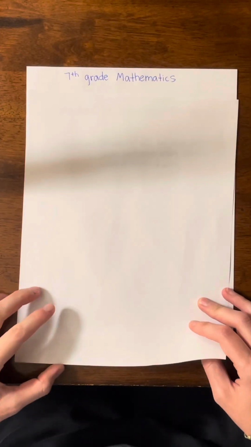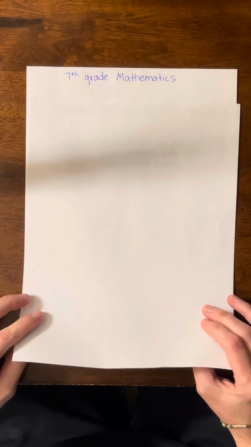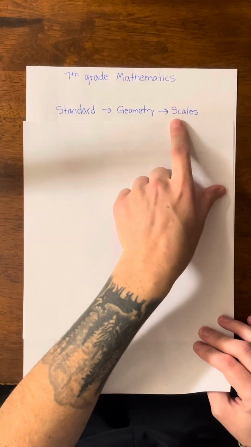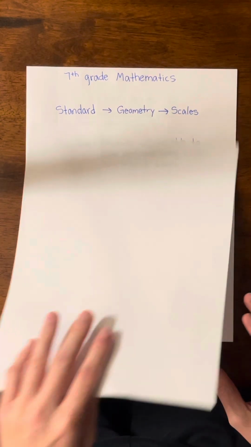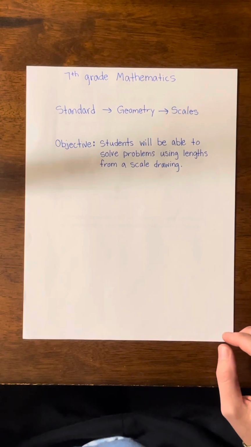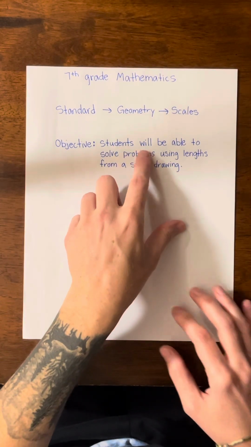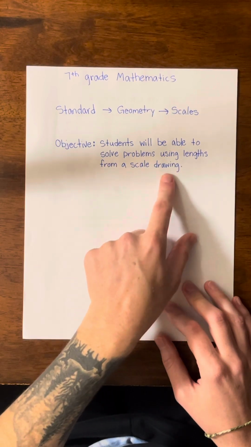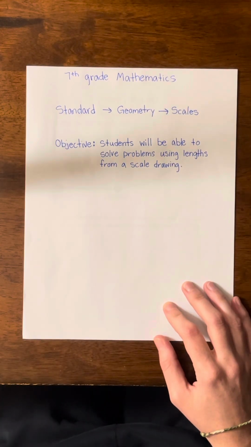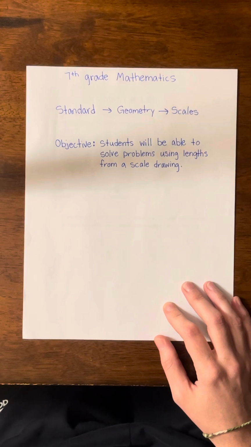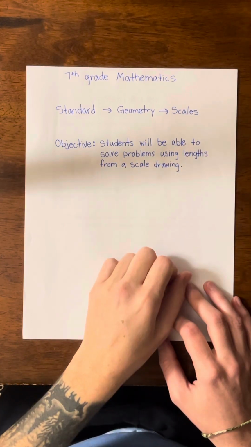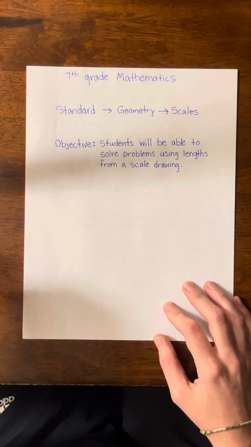Today we will be working on the Common Core State Standard involving geometry, and we're going to be working with scales. So let's look at our objective for today. Our objective is students will be able to solve problems using lengths from a scale drawing. So the problem we'll be solving today will be going off of our lesson from yesterday. So we're going to be using lengths from a scale drawing to solve our problem.